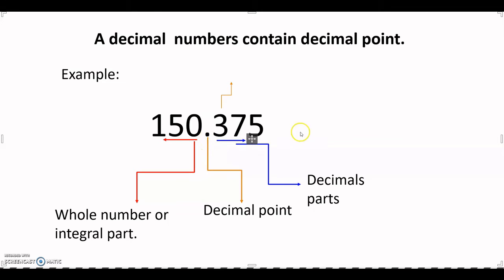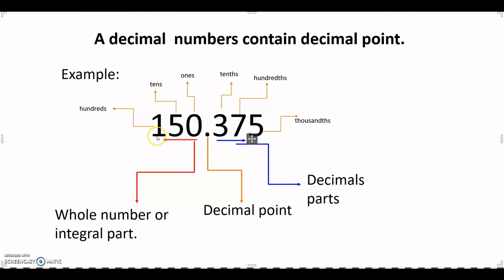Here, from the decimal point to the right, the first number has the place value tenths. The second number has the place value hundredths. And the third number has the place value thousandths. So the more numbers you add from the decimal point to the right, the smaller the value. And from the decimal point to the left, the first number has the place value ones. The second number, tens. And the third number, hundreds.